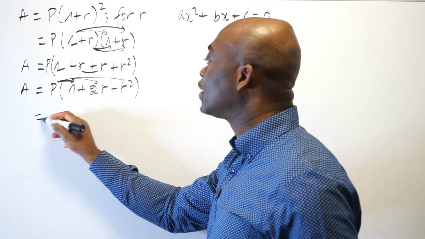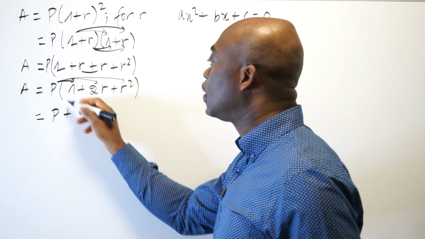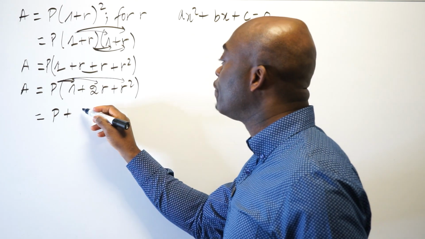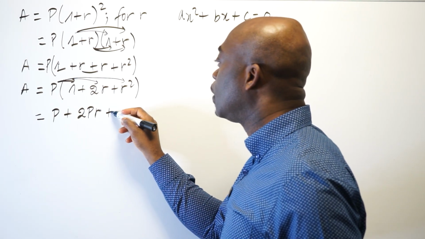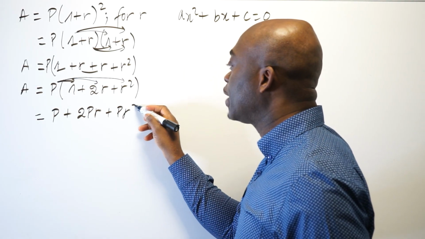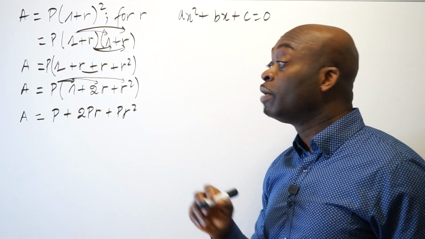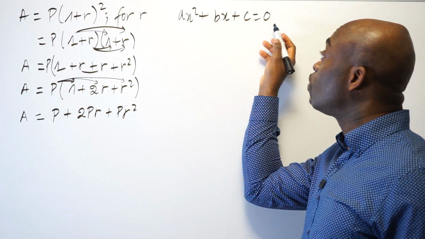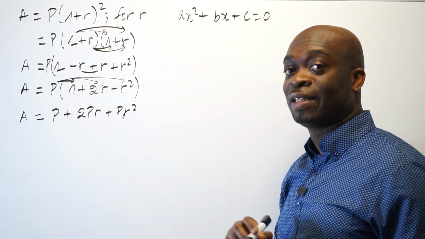So A equals what? P times 1 is going to give us P, plus P times 2R is going to give us 2PR, plus P times R to the second power is going to give us PR to the second power. So you have A here. Almost there, right? Because guess what? We want everything on one side, and then the other side equals 0. We don't have that yet.